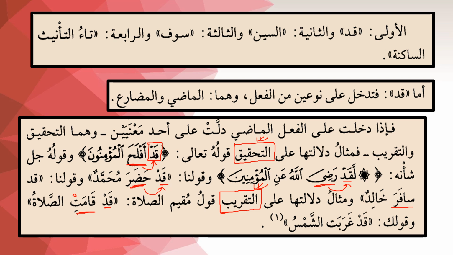And another example is qad gharabat ash-shams. So here also there is a tatanis. Gharaba is our fail, to go down, the sun sets, and there is a qad, that means the sun will set in a few seconds. قد غربت الشمس. So this is the example of qad with the fail madi, giving two meanings, tahqiq and taqreeb.